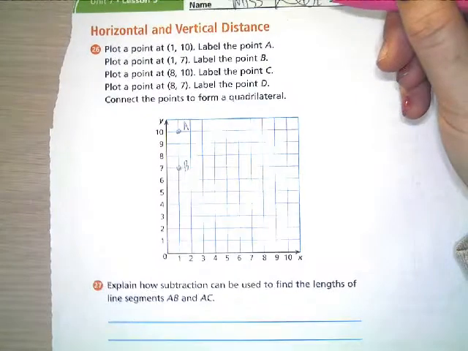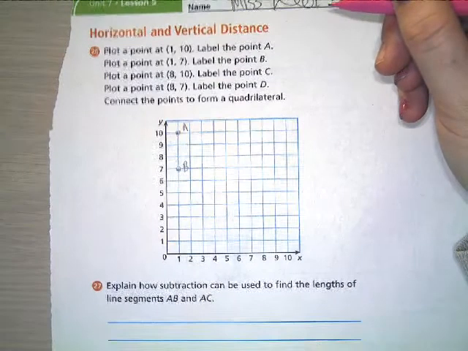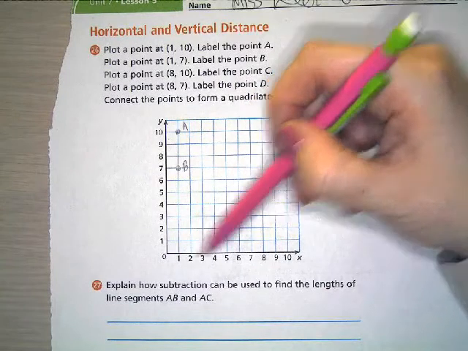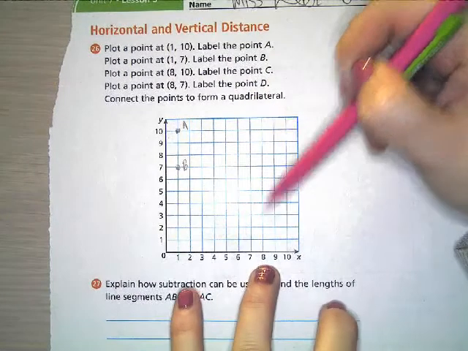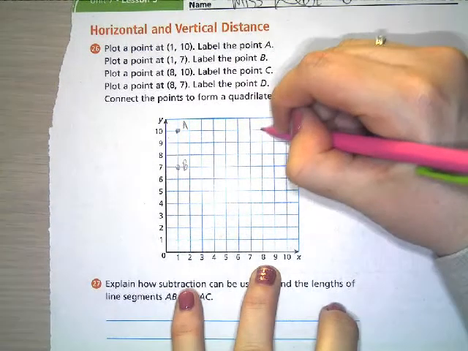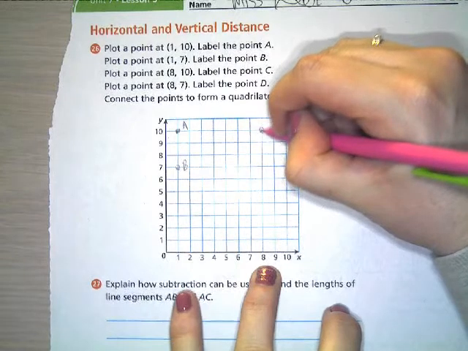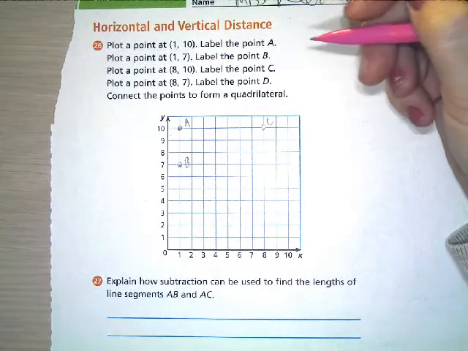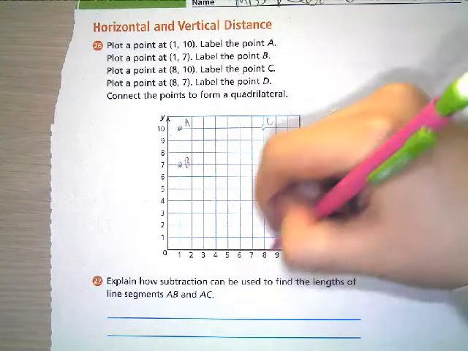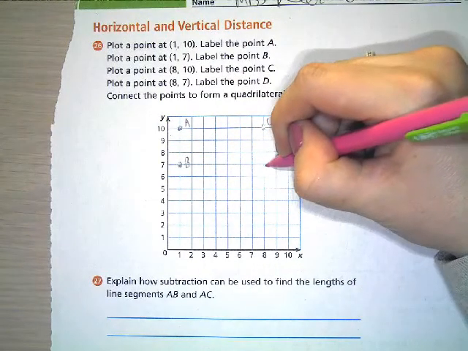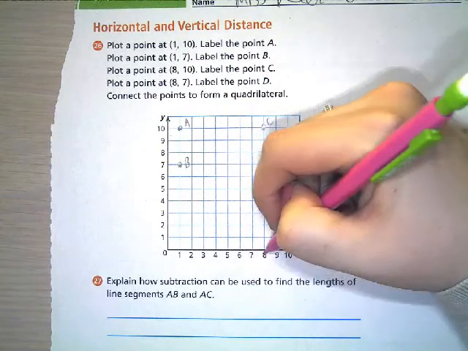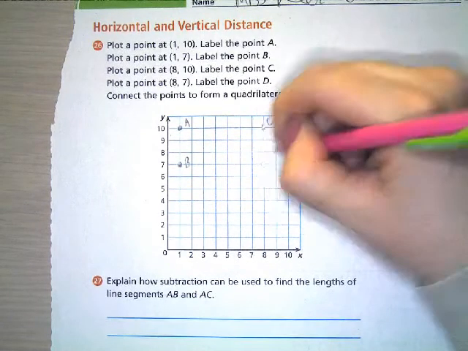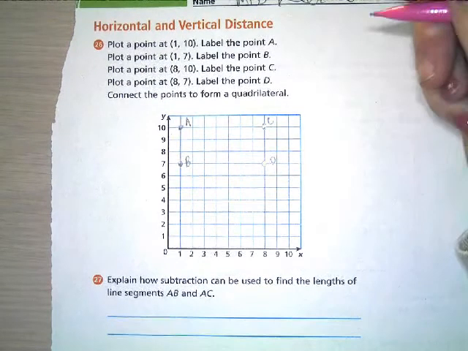Next one says, plot a point at 8, 10. Label the point C. Over 8. Up 10. Ooh. Now it's on the same line as A. That one is. And the next one, plot a point at 8, 7. And label the point D. Over 8. Up 7. Ooh. I can see what we're doing here. Can you see what we're making?